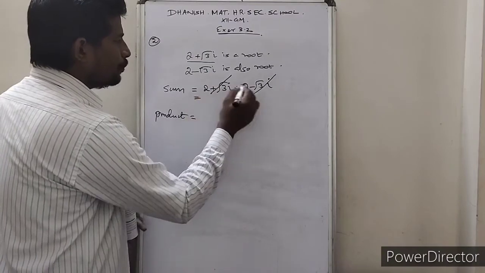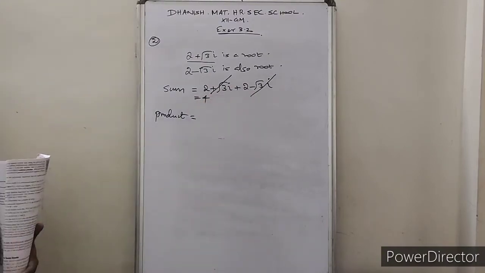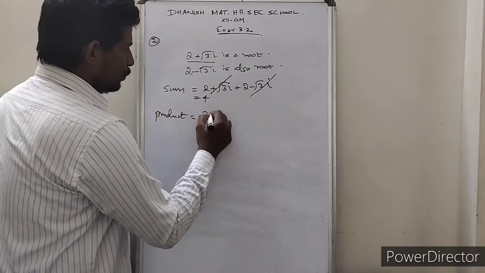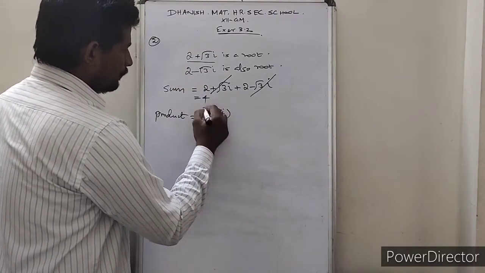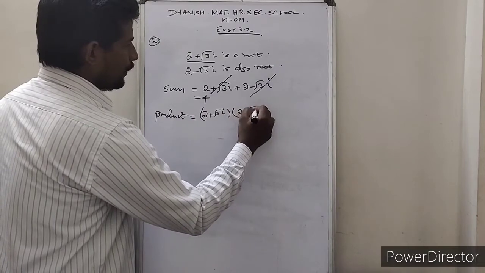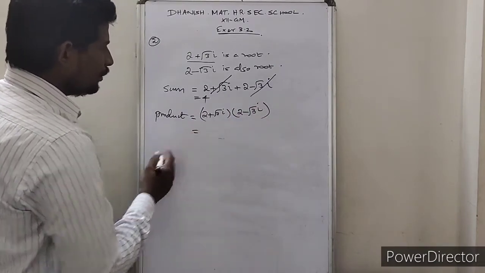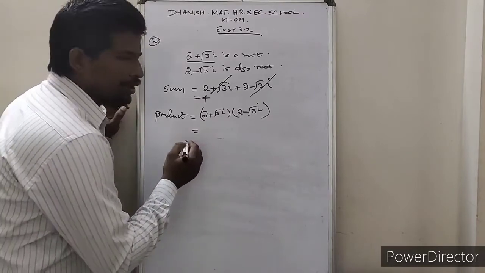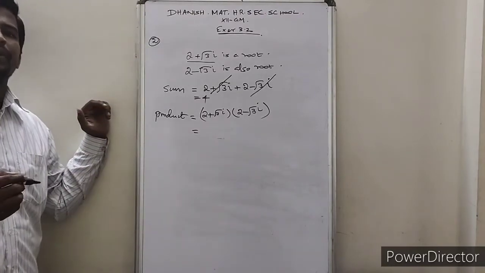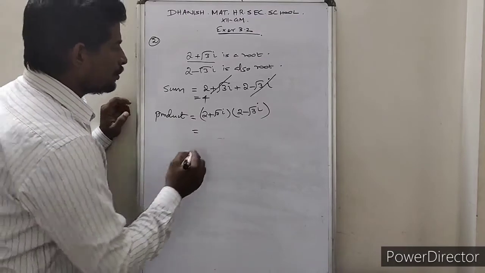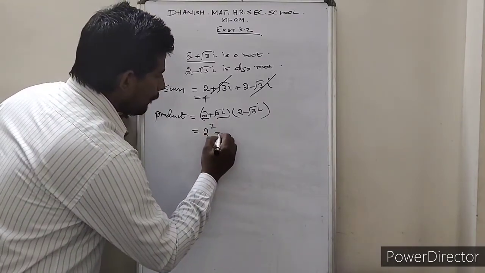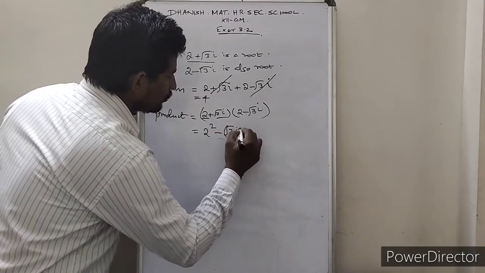So what's the remaining? 2 plus 2, 4. Now I am going to find the product of the roots. 2 plus root 3i into 2 minus root 3i. Look at this. This is in the form of (a plus b) into (a minus b). So I am going to use the identity (a plus b)(a minus b) equal to a square minus b square. Here our a is 2, b is root 3i. So 2 square minus root 3i whole square.